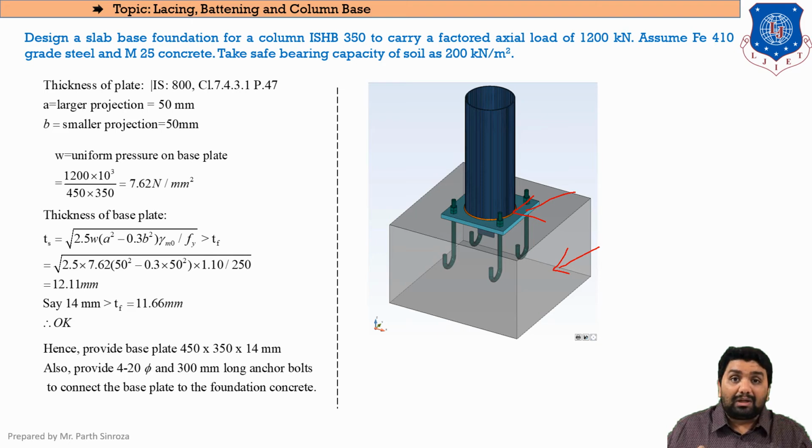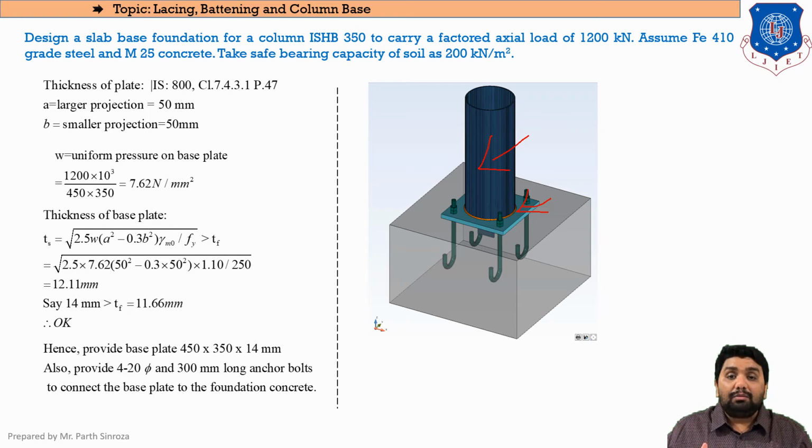This was the base plate that we have just designed, and this is the foundation of concrete that we'll be designing later on. But to connect these two things, we will be providing these anchor bolts on all 4 corners. Clear? So we will be providing 4 anchor bolts on each corner, and this will be the diagram for it. We are not going to design these anchor bolts, we are just going to specify what we have used.